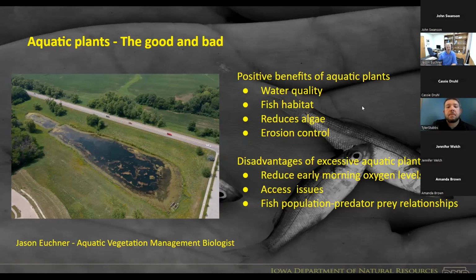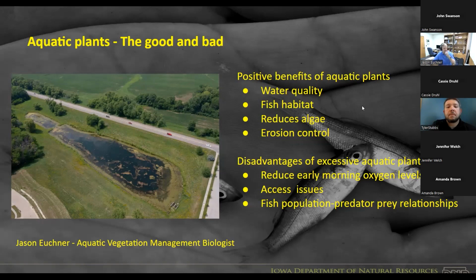So I'm going to go over the good and the bad. Aquatic plants are good, both emergent and submerged and floating plants. They're all good, with exception to when they achieve high abundances and biomass in your pond, which is when you would most likely need to do some sort of management activity.